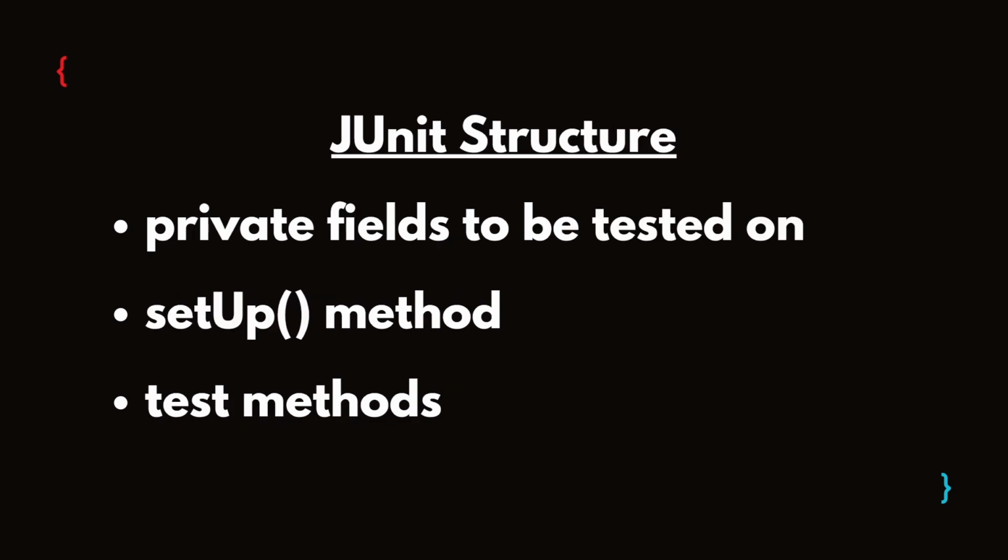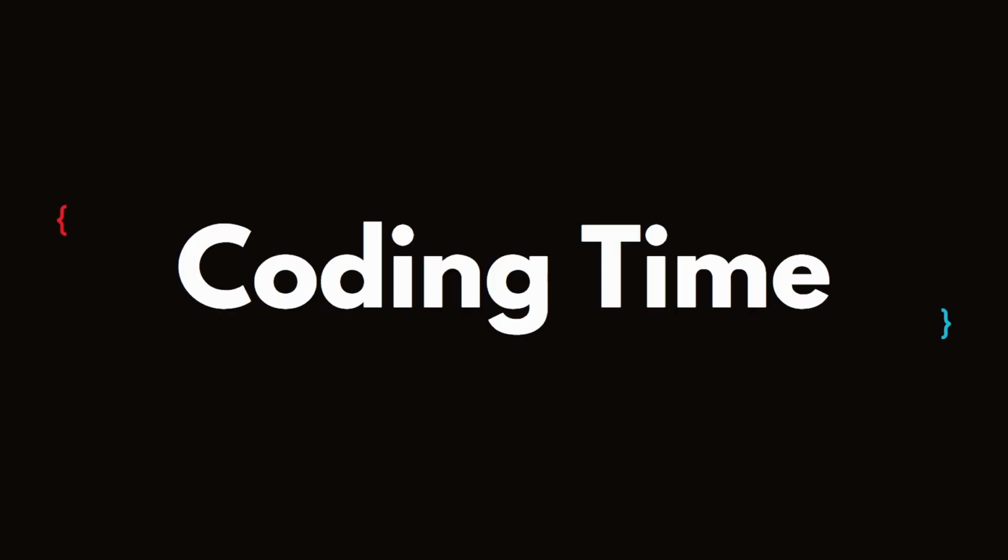Now, when it comes to the typical structure of a JUnit test case, you want to have your private fields at the top so that their scope covers the entire test case. Next, you want to have a setup method that instantiates each field, and then finally the test methods. JUnit testing might seem like a lot, but really it's not. There are only 3 different stages of the test case. Now let's hop into some coding right in Eclipse.